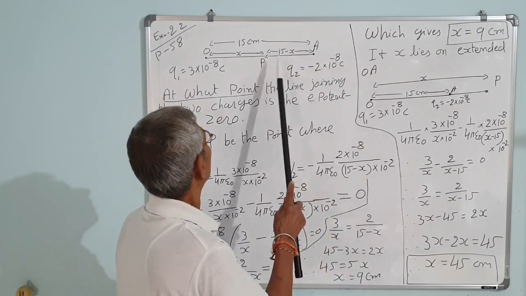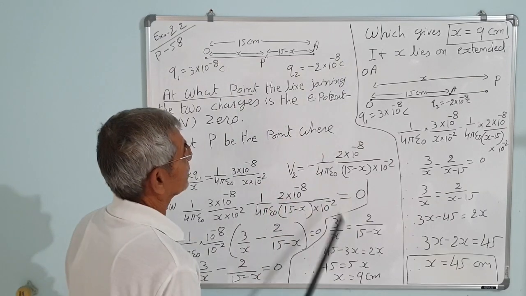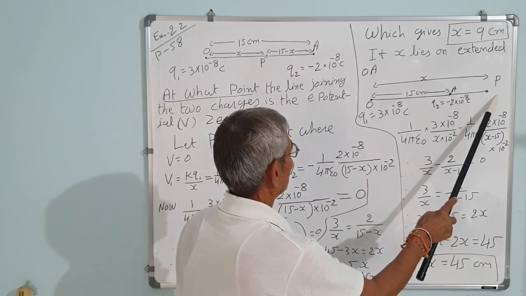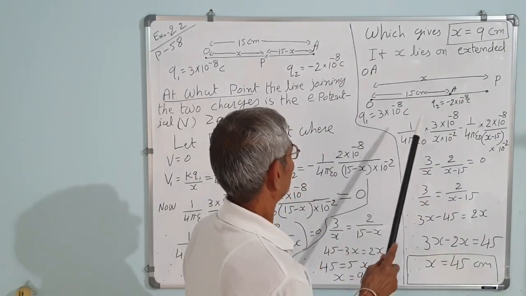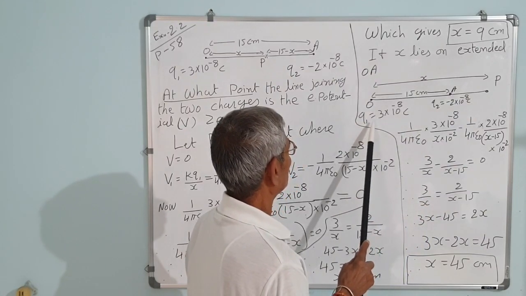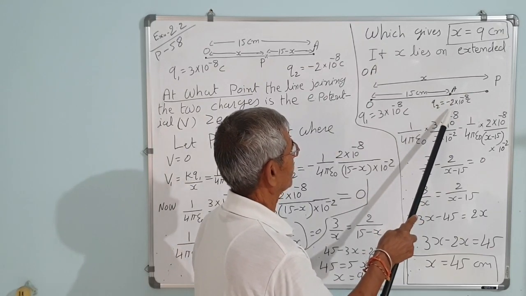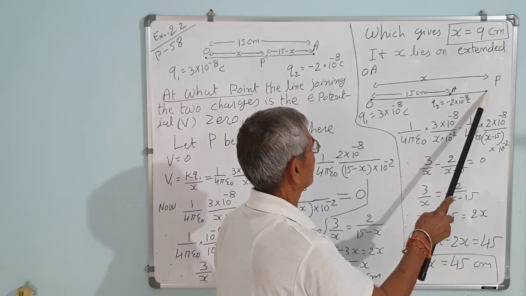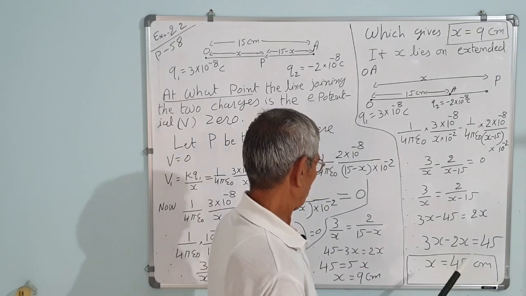Suppose the point P lies along the axis. Suppose point P lies along the axis from the A. Then what is the point where the potential is 0? That is, consider the charges Q1 is 3 into 10 raised to minus 8 coulomb and Q2 placed at A, that is Q2 is equal to minus 2 into 10 raised to minus 8 coulomb. We want to calculate the potential at P. Suppose potential at P is 0.